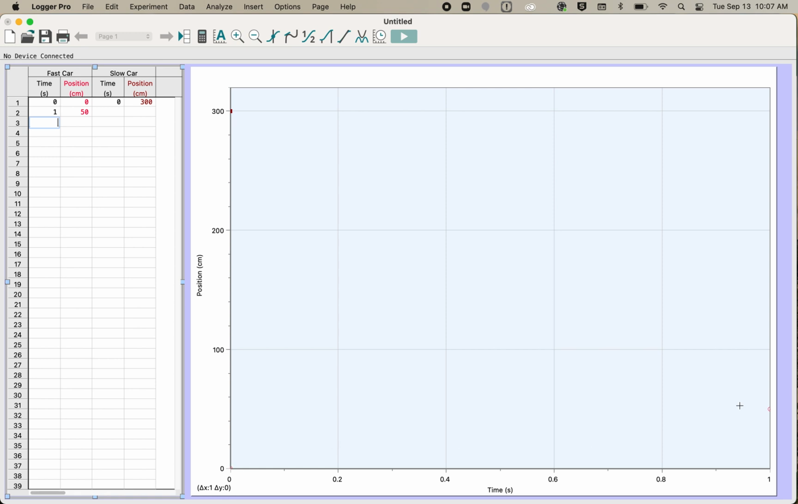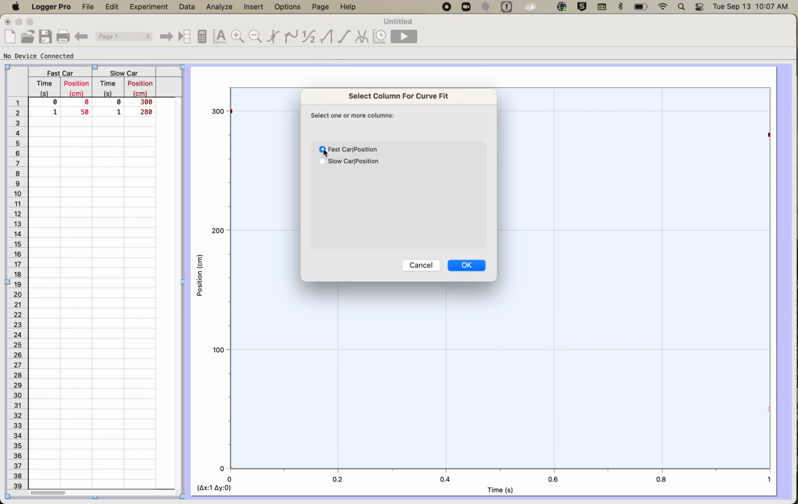So if we look here, I have a second point, and the other one needs to have a slope of 20. The second car is going backwards, so I actually need a slope of negative 20. After 1 second, it will have gone 20 centimeters in the backwards direction. It was at 300, so now it will be at 280. So you can see up here, this car is moving backwards as time goes by, and this one is moving forwards.